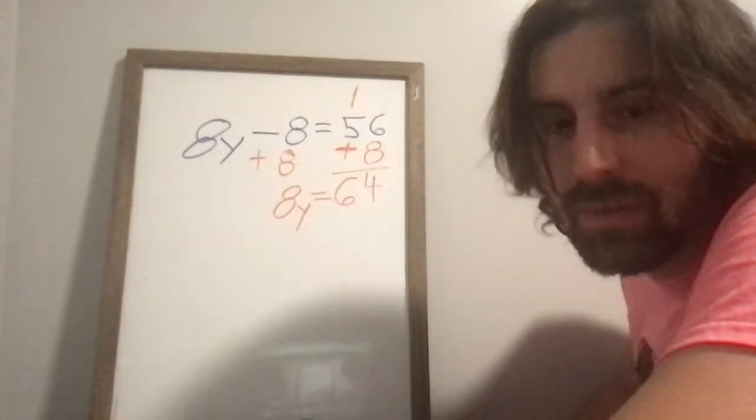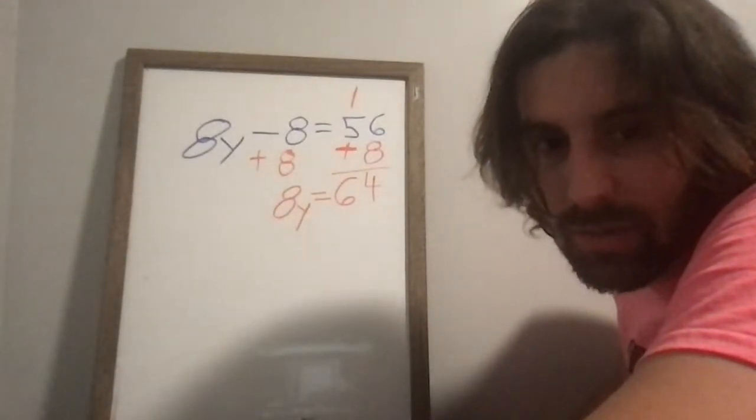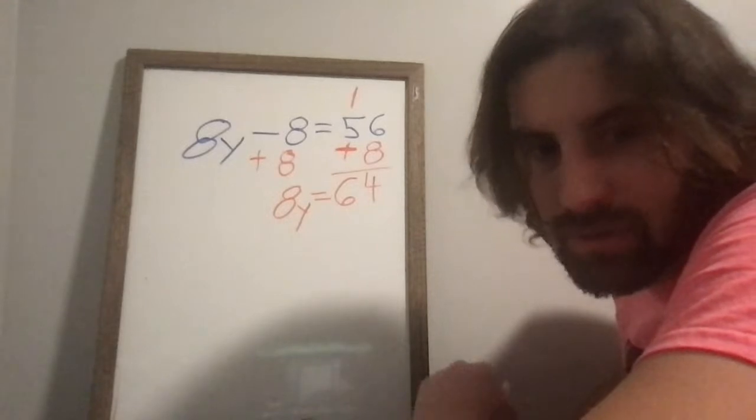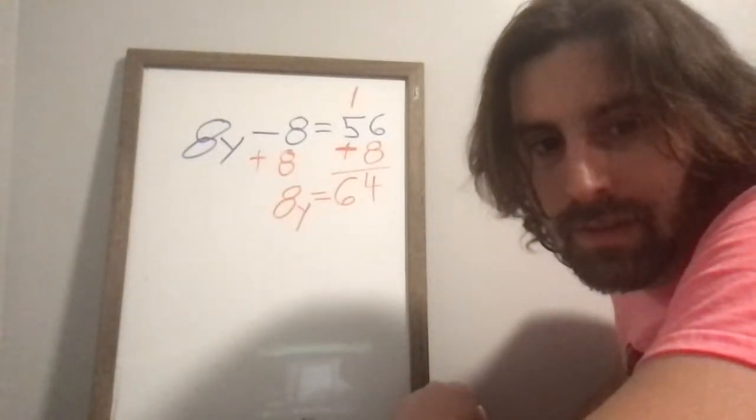So to figure out what y equals, since we have 8y here, we have to divide by 8. So we do 8y divided by 8. We do 64 divided by 8. That's the final step, and then we will know what y equals.